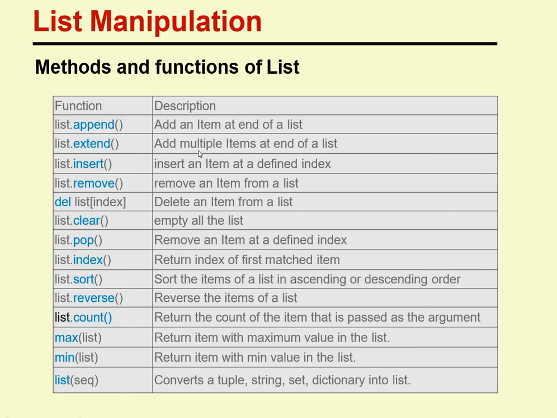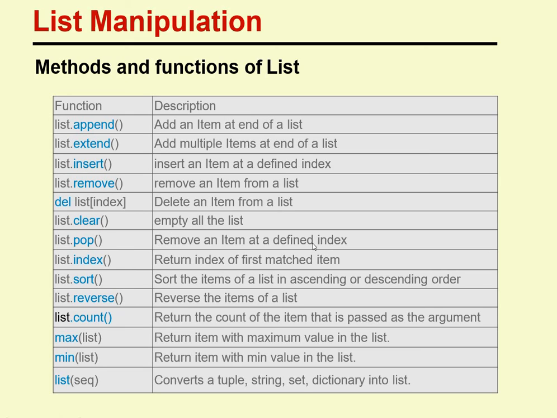So these are some of the methods and functions used in list. Append will add an item at the end of the list. Extend will add multiple items at the end of the list. Insert will insert an item at a defined index. You have to specify the index within this bracket. List.remove will remove an item from a list. You have to give the item to be removed. Del list of index, the element at the index given here will be removed. List.clear will make it an empty list.